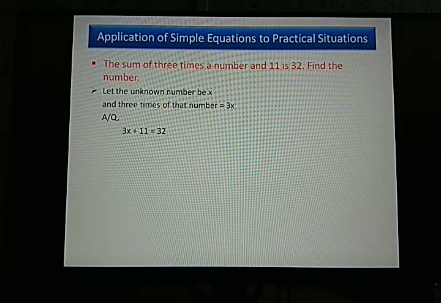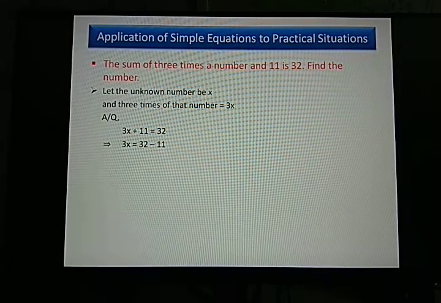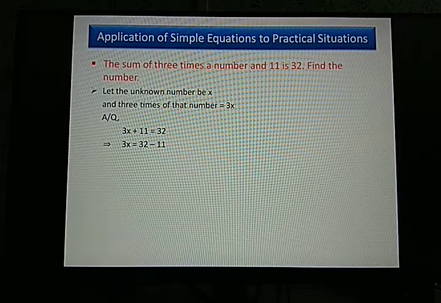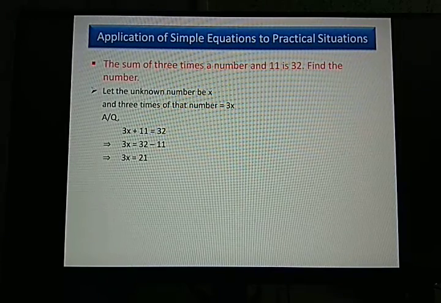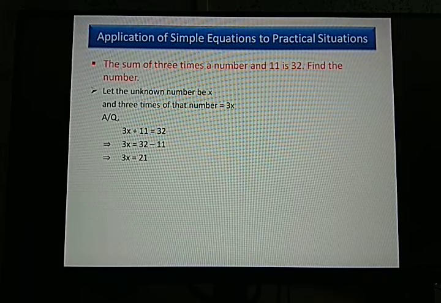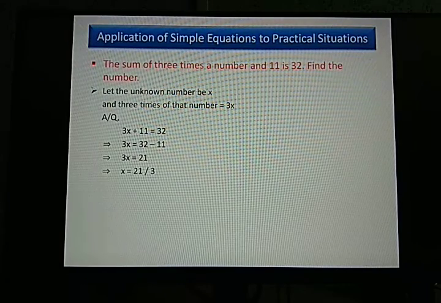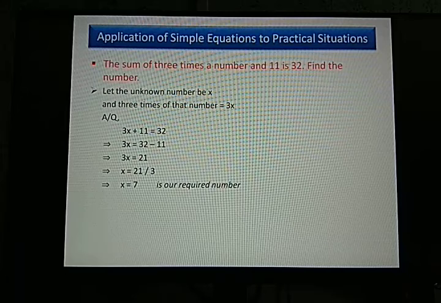So let us do it with the help of the transposing method. So first of all, what we have done is that we have transposed 11 from the left hand side to the right hand side. So it became minus 11. Now 32 minus 11 will give us how much? It will give us 21. Now next we have to transpose 3 from the left hand side to the right hand side. Now 3 is multiplied on the left hand side. So if we transpose it onto the right hand side, it will be divided. So it will look like this. 21 divided by 3. And 21 divided by 3, as we all know, it is 7. So 7 is our required number.